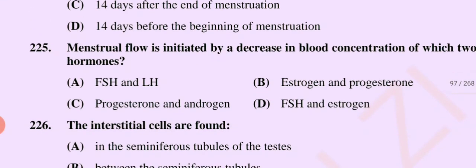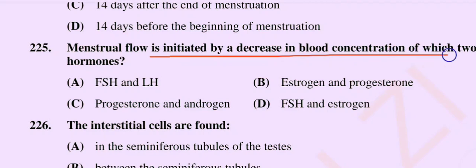Question number 225. Menstrual flow is initiated by a decrease in blood concentration of which two hormones? Option A FSH and LH. Option B estrogen and progesterone. Option C progesterone and androgen. Option D FSH and estrogen. So the correct option is option B, estrogen and progesterone.